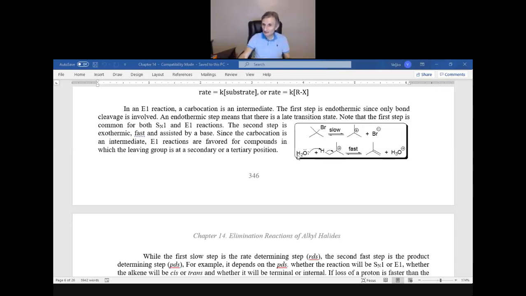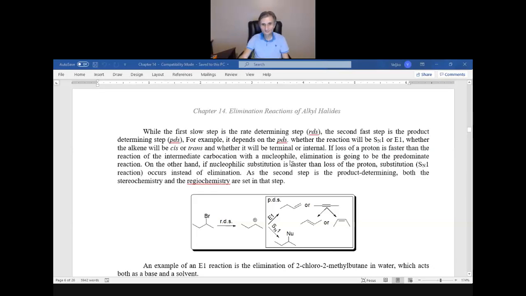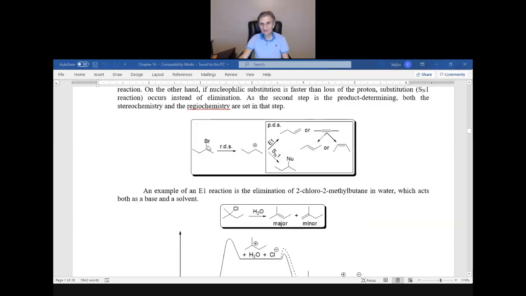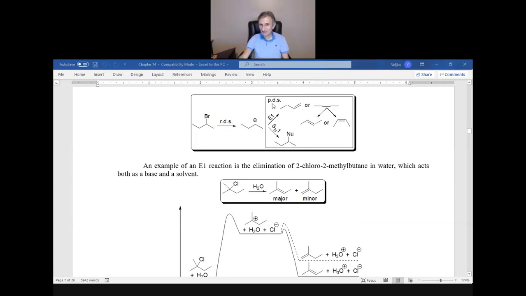Because in both SN1 and E1, the first step is the same. When you see this first step, you don't know whether the reaction is going to be SN1 or E1, because the intermediate carbocation is the same. It's only when the second step occurs that you know whether substitution, an SN1 reaction, or elimination, an E1 reaction, occurs. That's why this is called the product determining step. In the second step, it is determined what the product is going to be. And that's actually shown here. So first step, RDS, rate determining step. Second step, product determining step, or PDS.